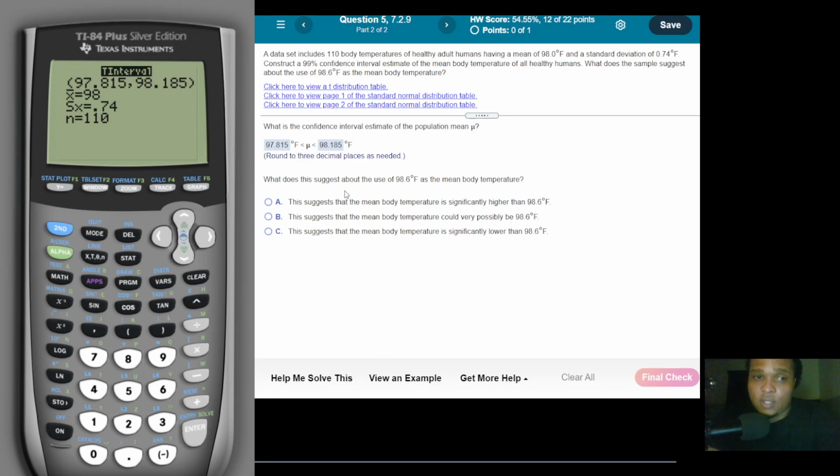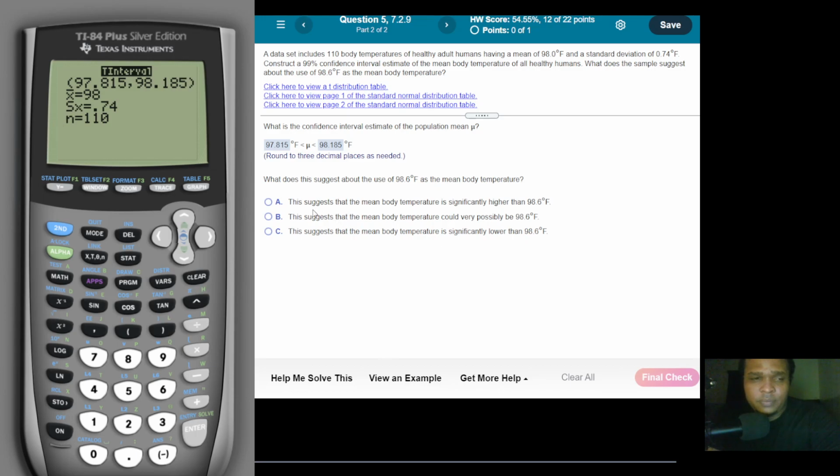What does this suggest about the use of 98.6 Fahrenheit as the mean body temperature? Well, where is 98.6? Is it within here? It's actually not within this interval, right? 98.6 is somewhere greater than the upper boundary, the upper limit. What was this whole thing about? Body temperatures of healthy humans, right? Yeah, these would be healthy humans. What does it suggest about the use of 98.6 as the mean body temperature? I would not say that because it's not in here.